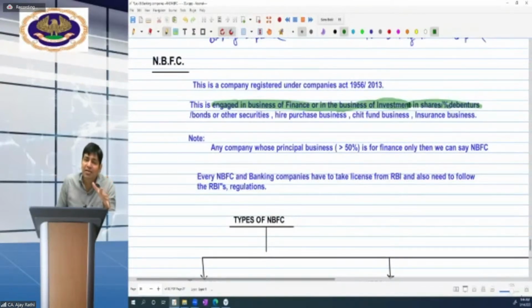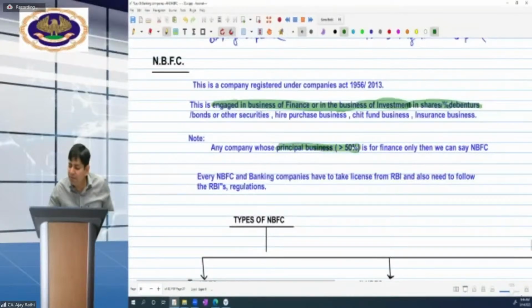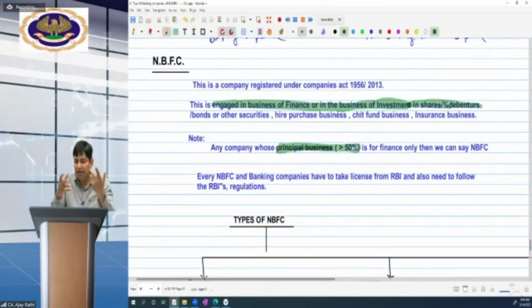Beta, have you ever listened? Except bank, you have deposited your money with someone. Okay, beta, will you deposit your earning except bank to someone? No. Which are not bank, but doing the business of finance. Yes, beta, very good, Pranav. So any company whose principal business is more than 50% for finance, then we can say it is NBFC. So do we have to get registered? Yes, beta, definitely. Types of NBFCs are there, beta.